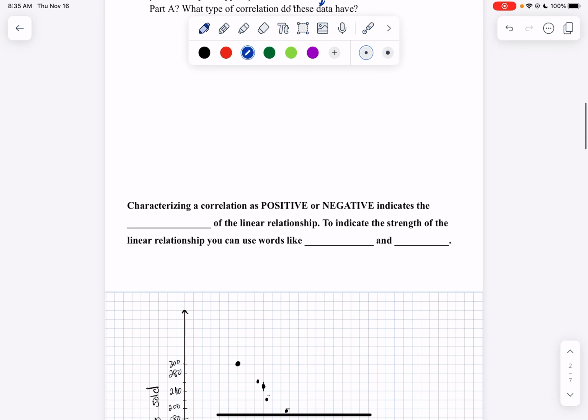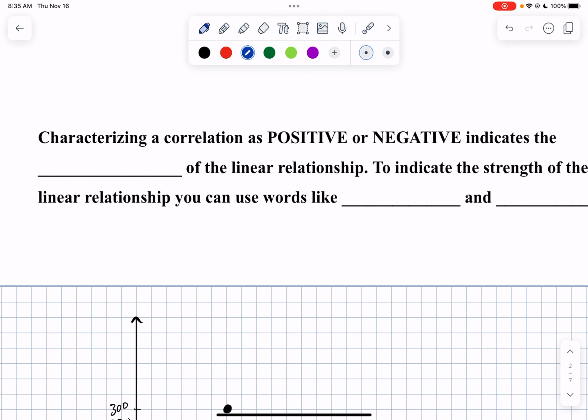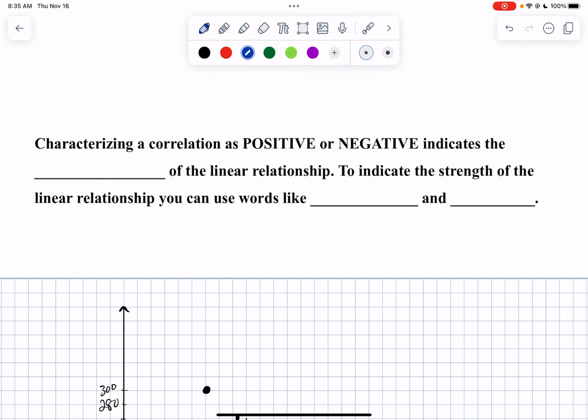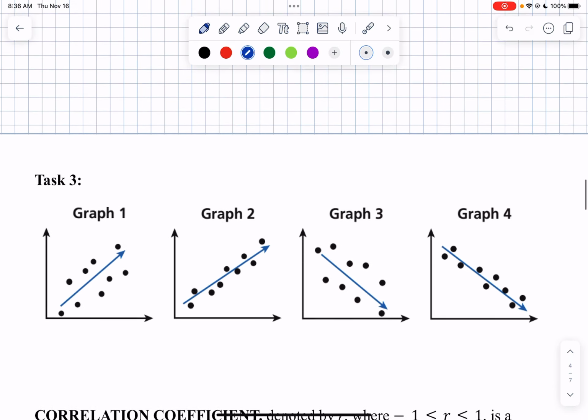Okay. So characterizing a correlation as positive or negative indicates the direction of the linear relationship. To indicate the strength of the linear relationship, you can use words like weak and strong. Basically, with a strong correlation, all the points are going to be really close to all being on the same line.